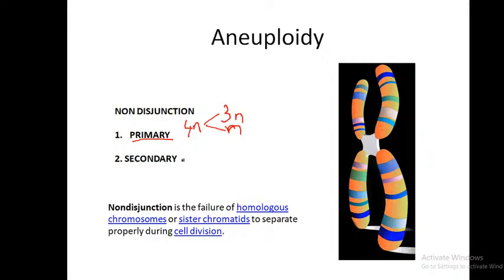In secondary, non-disjunction is happening during the second meiotic division. So what happens here? In the first division, just imagine this is normal. As a result of this normal first meiotic division, 2n numbers are formed, and after this first division normal cells are there.